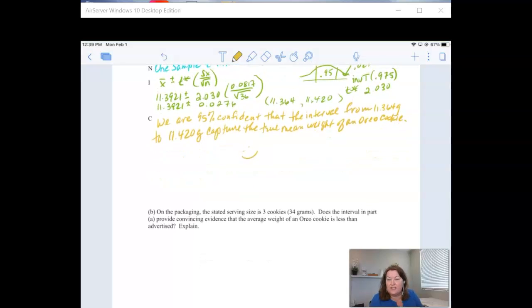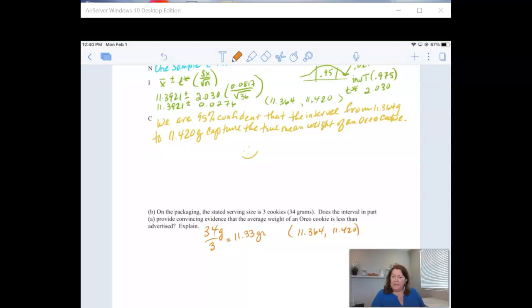It says, on the packaging, the stated serving size is 3 cookies, and they say that that's 34 grams. Does the interval in part A provide convincing evidence that the average weight of an Oreo cookie is less than advertised? So what are we going to do here? We're going to go figure out how much that would be for one cookie, right? So if I took my 34 grams and I divided it by 3, I would get 11 1/3. So I'm going to say 11.33 grams. So the next thing I'm going to check is that within my confidence interval. My interval went from 11.364 to 11.420.